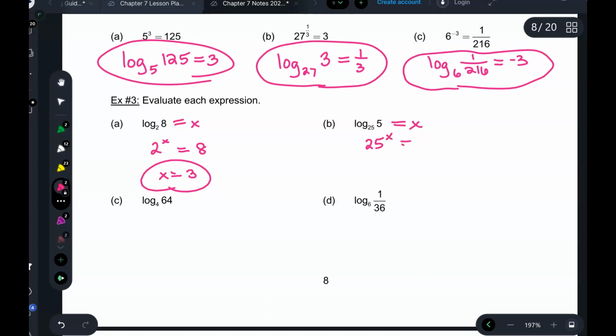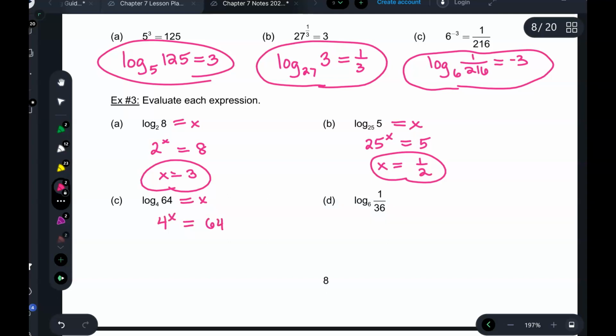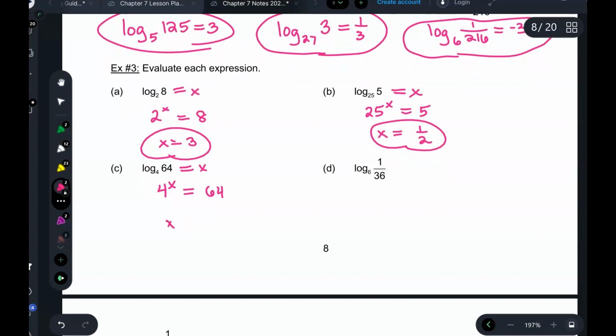25 to what power? This would have to be the square root of 25, so that would be a 1/2 power, because it's a square root. Okay. 4 to what power will give us 64? 3. Next one, 6 to what power? -2. Good.